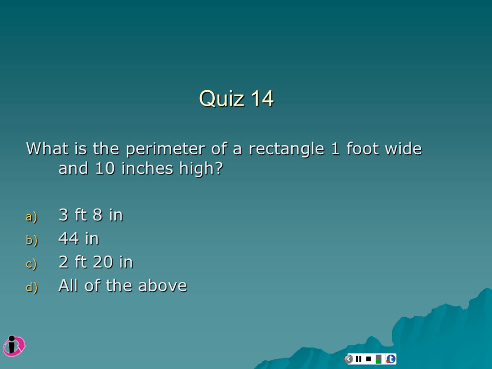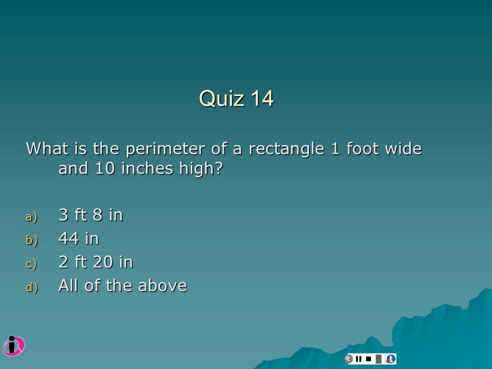So let's make the first one as inches. 1 feet is 12 inches. Now, how do you calculate it? This is a rectangle, right? So 2 times the width equals 24, right? And 2 times height equals 20. If you add both of these, you will get 44 inches, right? So looks like the right answer is B.